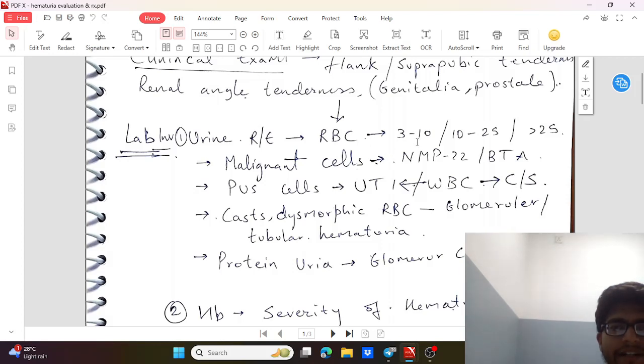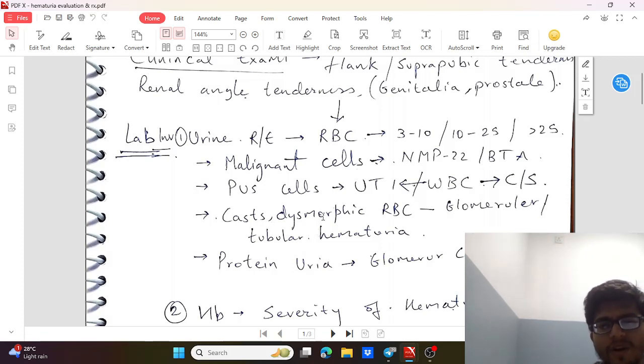So it could be into three levels. More than 3 is microhematuria, then we have 3 to 10, 10 to 25 and more than 25. So this is mild, moderate, severe. Then we can look for malignant cells, that is NMP22 and bladder tumor antigens. Then pus cells or WBC, which will give us the picture of UTI, and so we should send it for culture sensitivity.